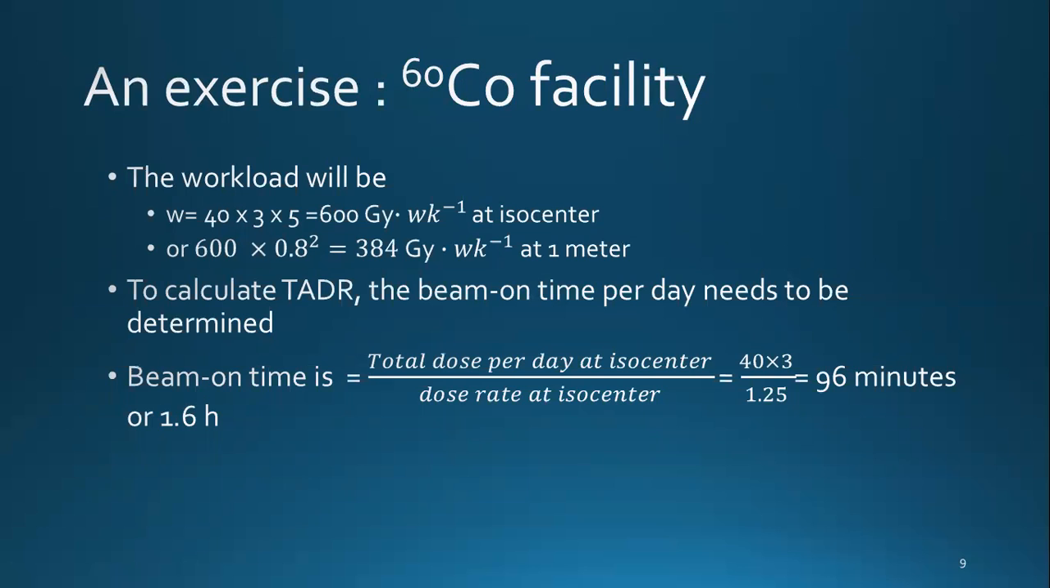If we want to calculate TADR, that is the time average dose rate, we need to know the beam on time per day, and that is given by the total dose per day at ISO center divided by the dose rate at ISO center. The total dose at ISO center we know is 40 patients times 3 gray per patient, which will be 120 gray. And the dose rate at ISO center is 1.25 gray per minute. Therefore, the total beam on time is 96 minutes, which is 1.6 hours per day.